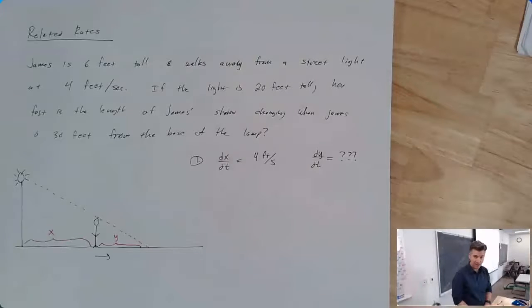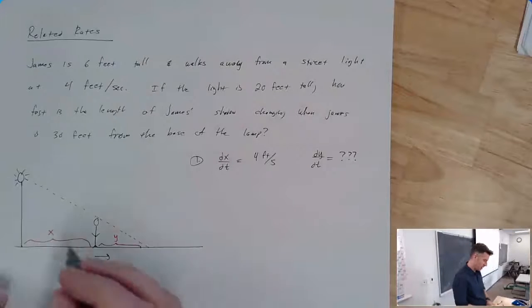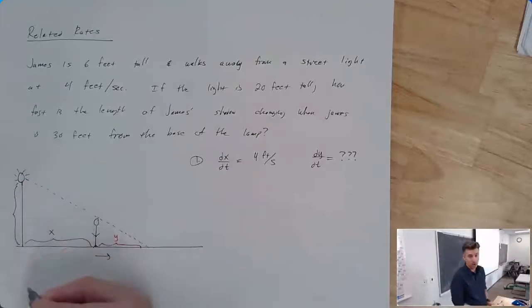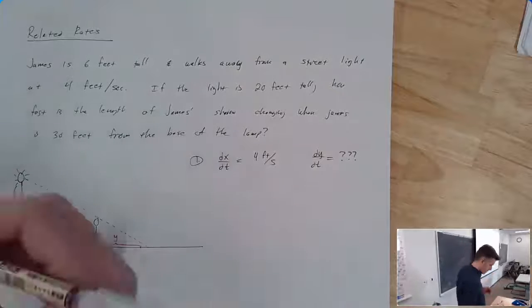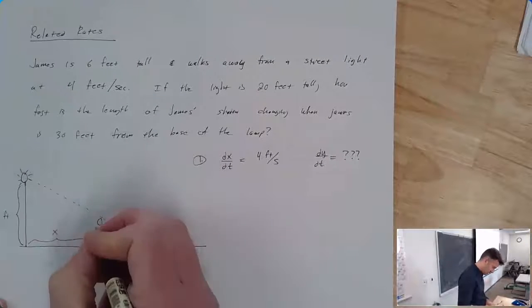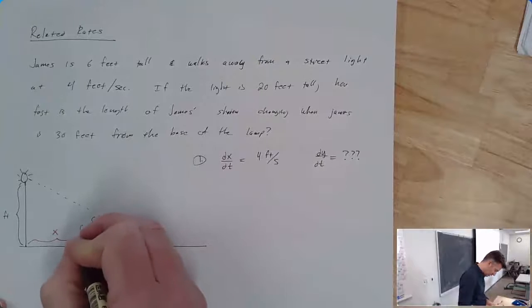I think that's all I really need to have labeled. So, I should probably label how tall things are. Things that aren't changing, I don't encourage you to give a variable name to. You should just say that they're whatever value they are. So I'm just going to say, that length is 20 feet. And this length here is 6 feet.